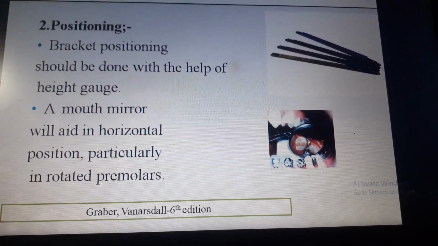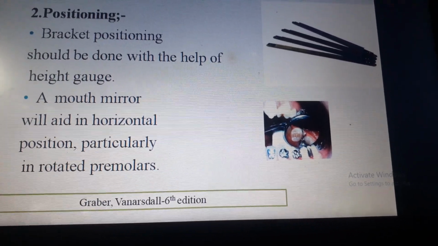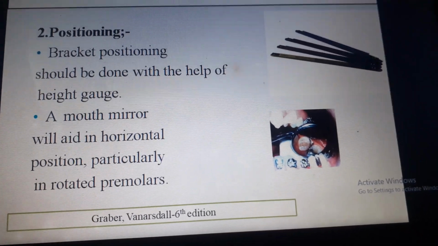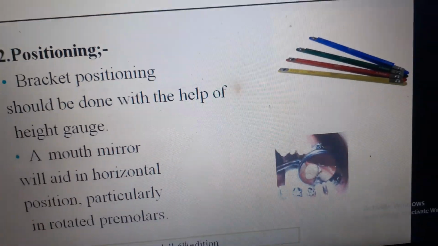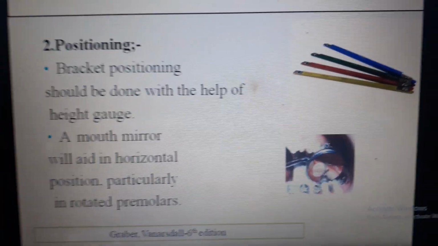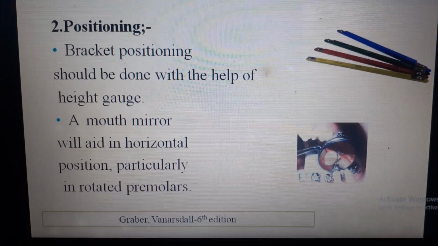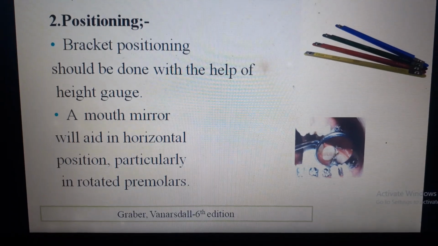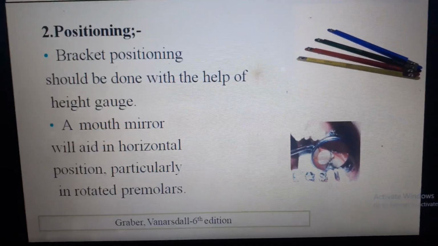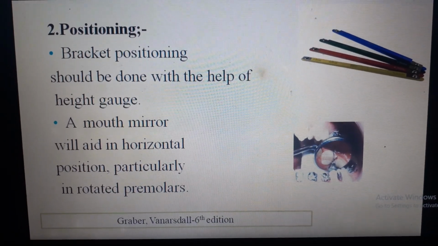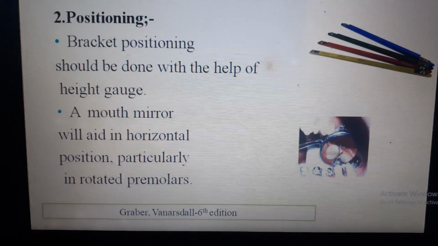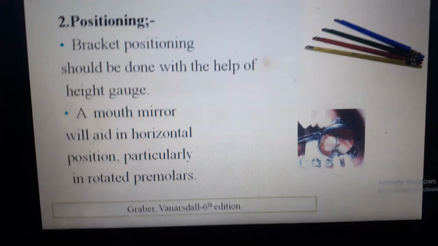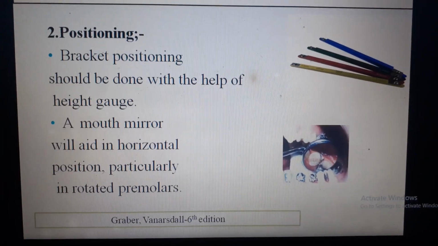Then second is positioning. Bracket positioning should be done with the help of a bracket positioning gauge as shown in the picture, and it should be checked with the mouth mirror occlusally, so that it is positioned in the middle of the tooth. If it is not in the middle, it will cause rotation of the tooth.